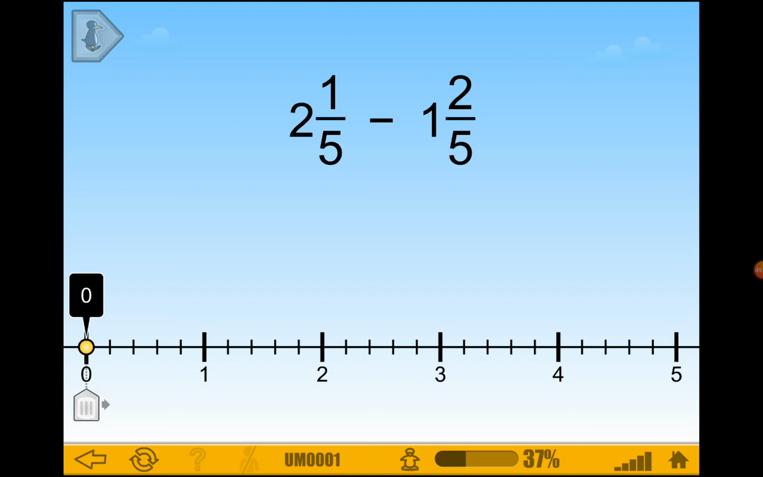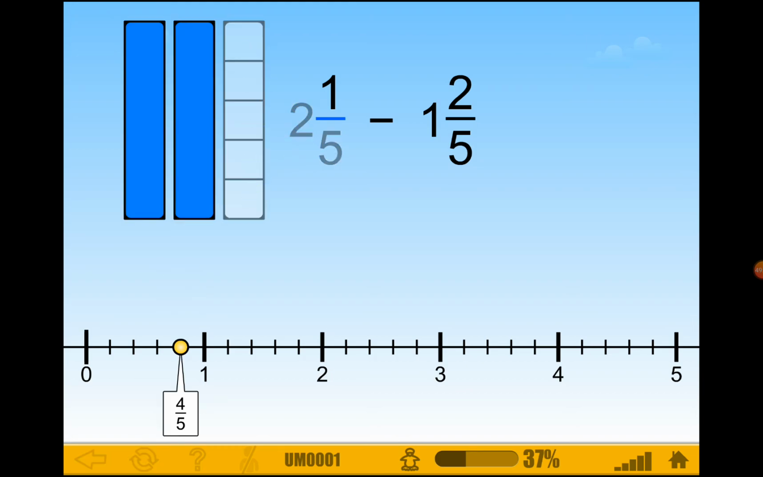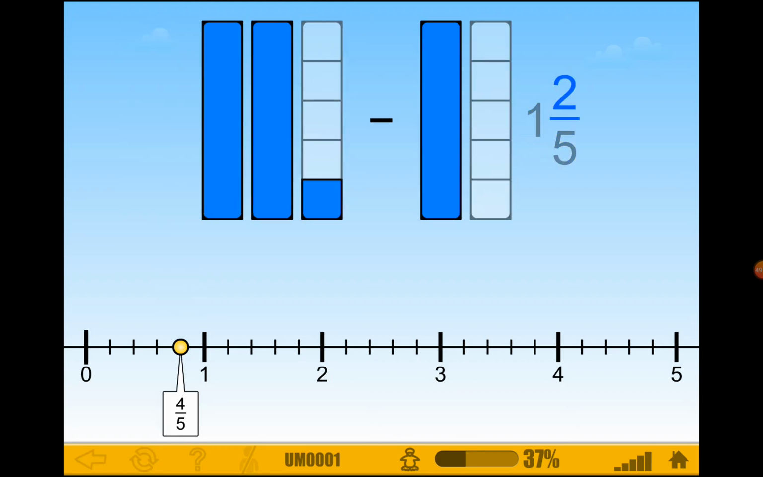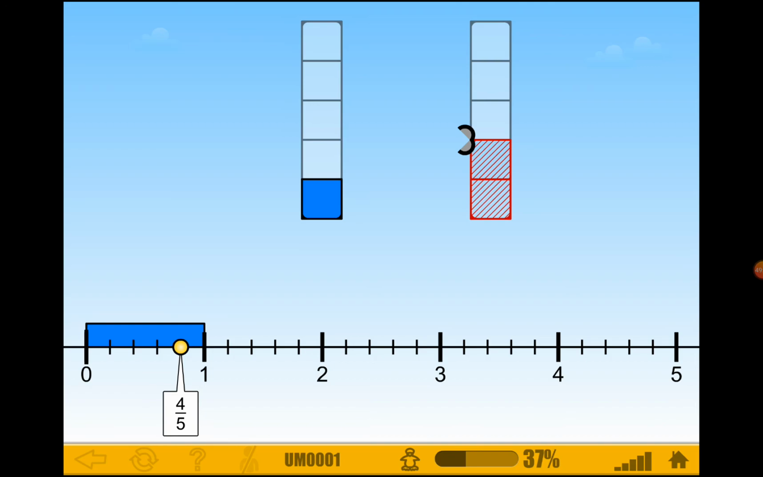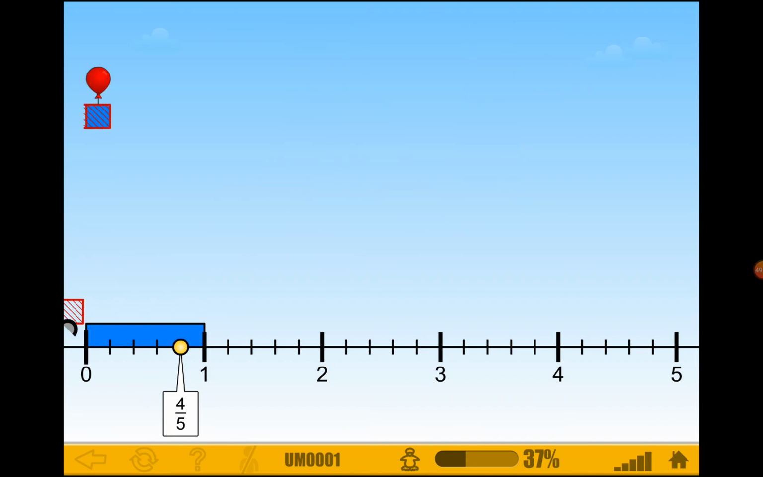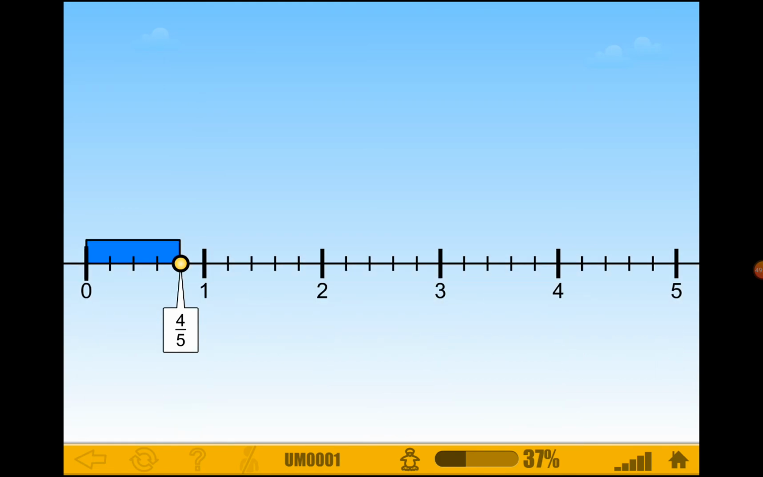So let's see. 2, 1. Okay. Oh wait. Plus. Okay. 2. Oh wait. 3, 5, 7, 2, 3, 4. Okay. Let's see. 4, 5, 7, 6, 7, 8. Okay. So 2, 5. Okay. Good. Okay. Let's see. Boom. Nice. Yes.